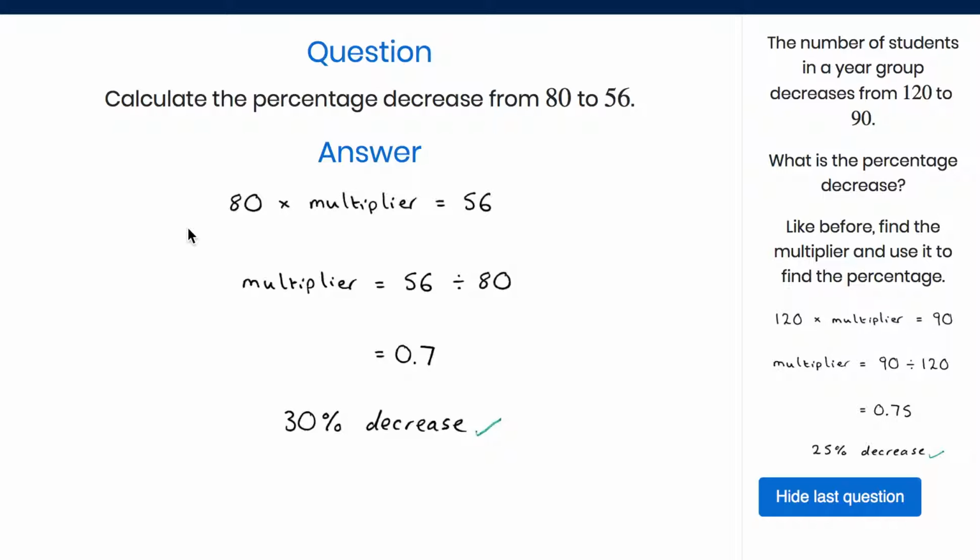Since multiplier times by 80 is equal to 56, we have the multiplier is equal to 56 divided by 80. That comes to 0.7, which is a 30% decrease, because 100 minus 30 is 70, and 70% is 0.7 as a decimal.